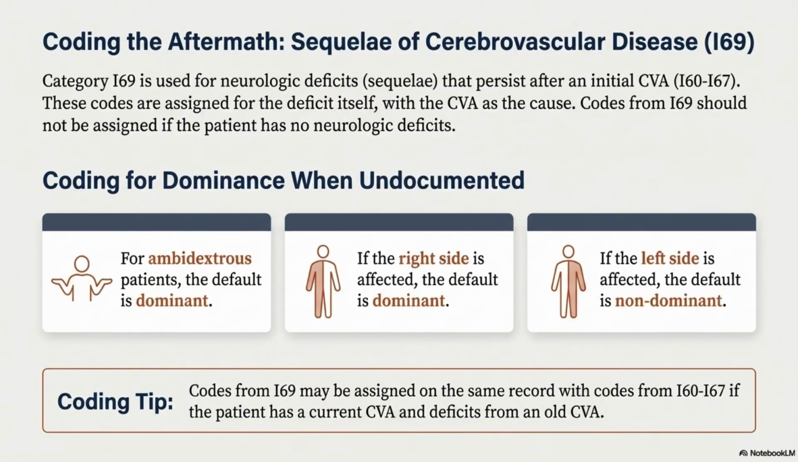Sequence your codes in this order. Assign the I69 code first to capture the specific sequela of the prior cerebrovascular event. Then add codes for the actual deficits, such as neurologic impairments, as applicable. If the patient has no residual deficits, you do not assign an I69 code. When the provider doesn't document whether the affected side is dominant or non-dominant, ICD-10-CM gives us default rules. Right side defaults to dominant. Left side defaults to non-dominant. Ambidextrous patients default to dominant.